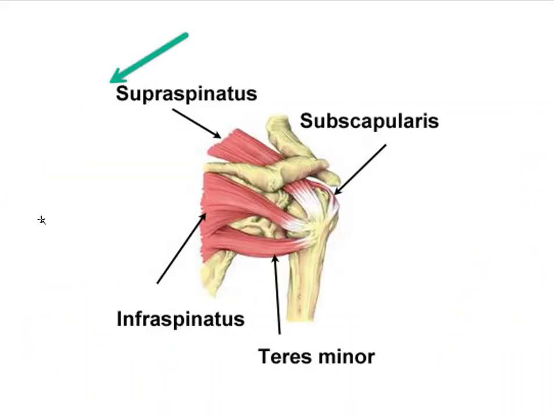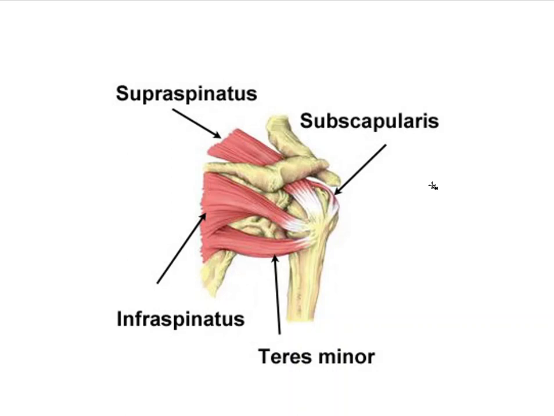So, SITS. These surround this very unstable glenohumeral joint: supraspinatus, infraspinatus, teres minor, and subscapularis. What gets confusing is there's also a teres major. Teres major is not part of the rotator cuff muscles. So these are the SITS muscles.